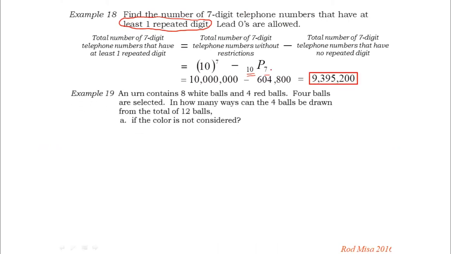So let's proceed to our example 19. An urn contains 8 white balls and 4 red balls. 4 balls are selected. In how many ways can 4 balls be drawn from a total of 12 balls, if the color is not considered? If the color is not considered, we will be solving for the combination of 12 taken 4 at a time, because you are selecting 4 balls from a group of 12 balls without paying attention to its color.